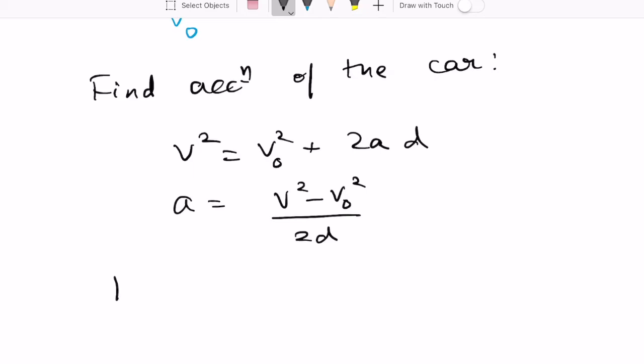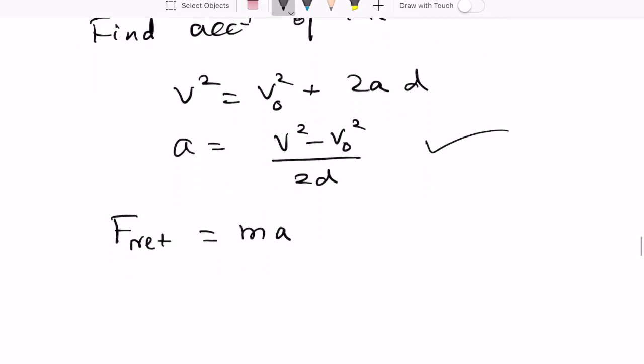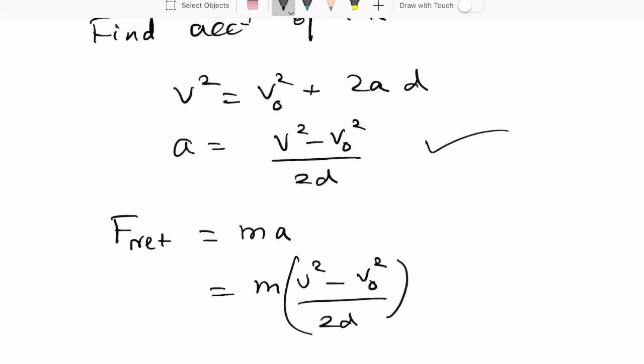So F net is equal to mass times acceleration, Newton's second law, right? So the net force would just be mass times the acceleration, which I can just rewrite with what we just found here: m times v square minus v0 square divided by 2d. That is the F net.